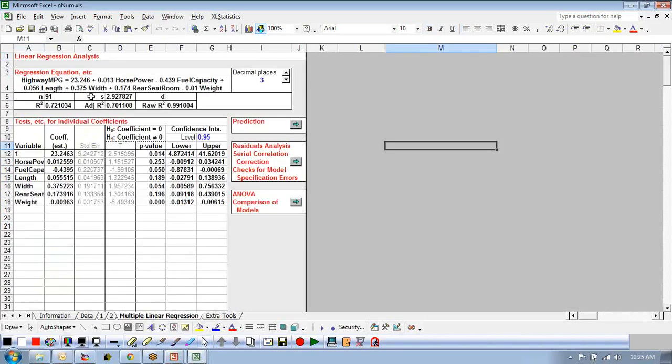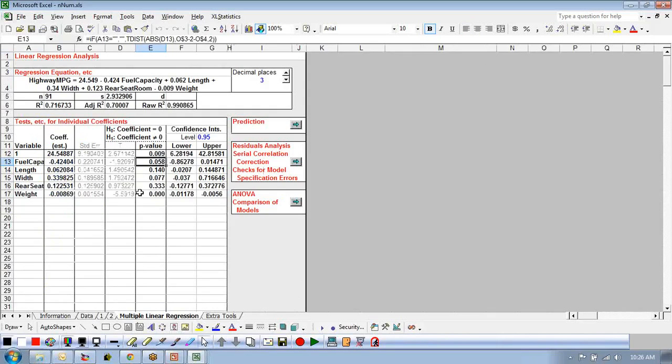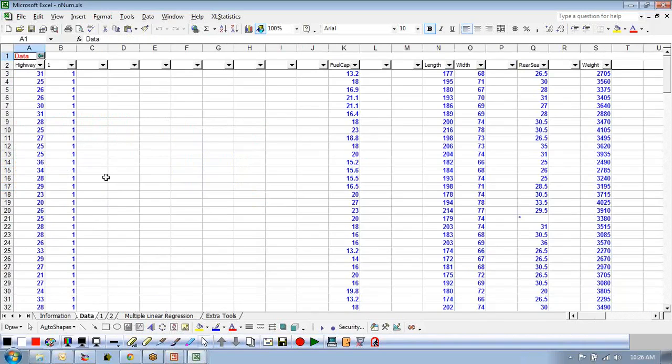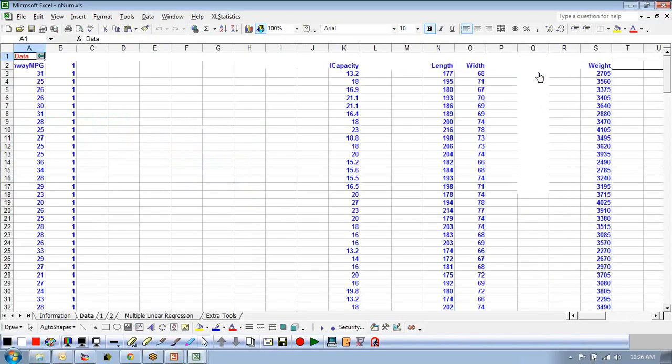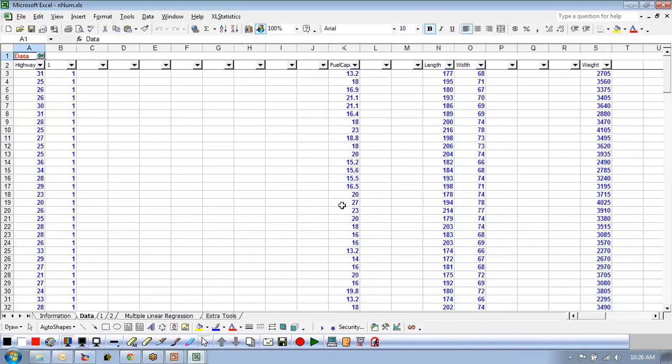So we get rid of engine size. Take a look at that. And now it looks like horsepower would be the next one to go. And let's see, now it looks like, yep, rear seat is no longer needed. And as we're watching this, you see that the R squared isn't changing all that much. If I'm going to add that rear seat back in. Oops. I'll add that rear seat back in.